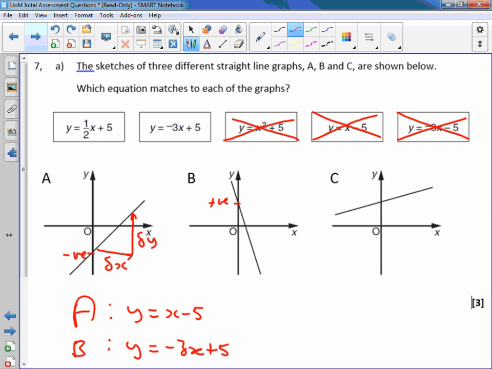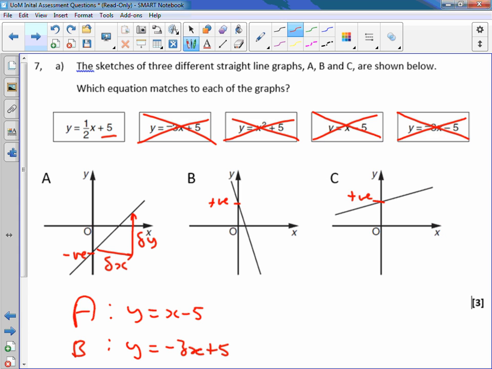Okay, so we've got a positive gradient. If we look at what we've got left, it can only be that. And we can check that we've got a positive y-intercept. That's positive. And it's not sloping up as much as the other two. It's got a gradient of 1/2.